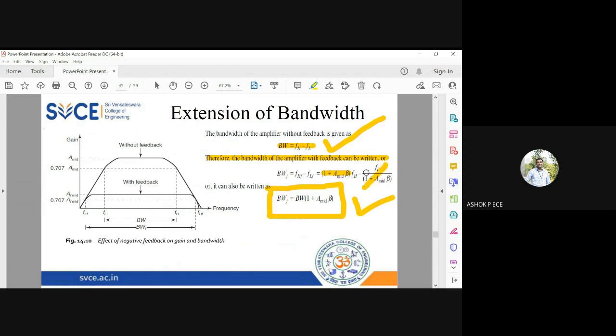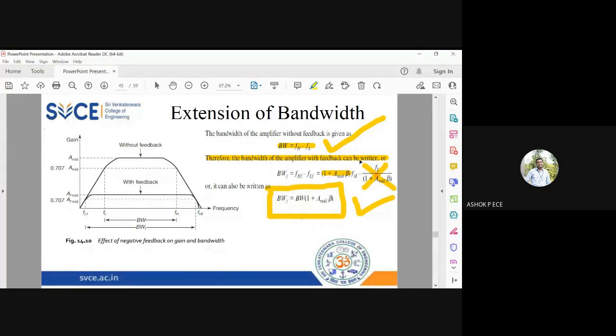Why is the second term neglected? Because it is divided by 1 plus A mid into beta, and that value is going to be very small, whereas the first term is very large in number and dominating. The second term is very small and causes a negligible effect on the expression. So without compromising on the magnitude, I'm going to neglect the second term. So the effective bandwidth is approximately (1 plus A mid beta) into FH.